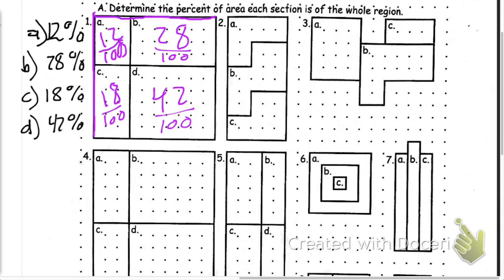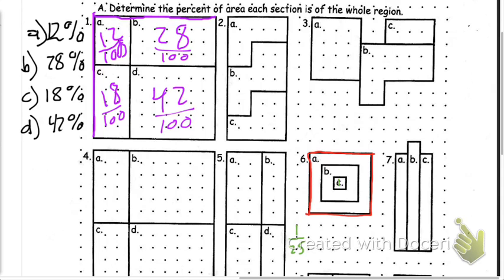Now it can get a little harder when there aren't 100 squares altogether. Let's take a look at number 6. It has a length of 1, 2, 3, 4, 5, and 1, 2, 3, 4, 5. So a total of 25 squares in the whole entire shape. And then we can count. This tiny one is just 1, so we have 1 out of 25 there.